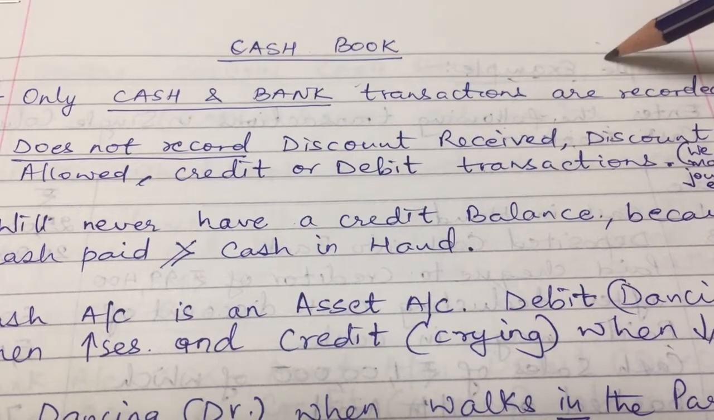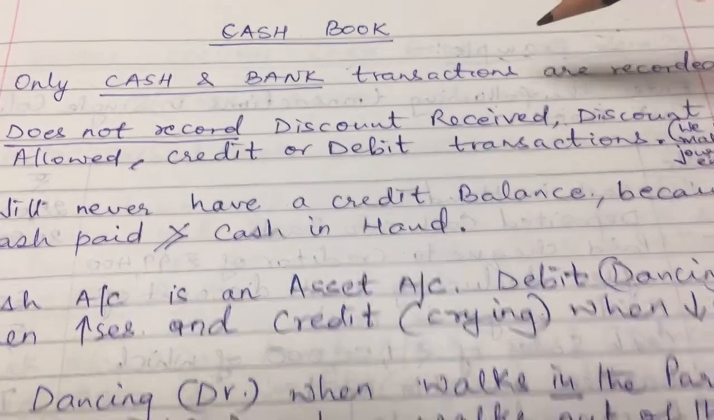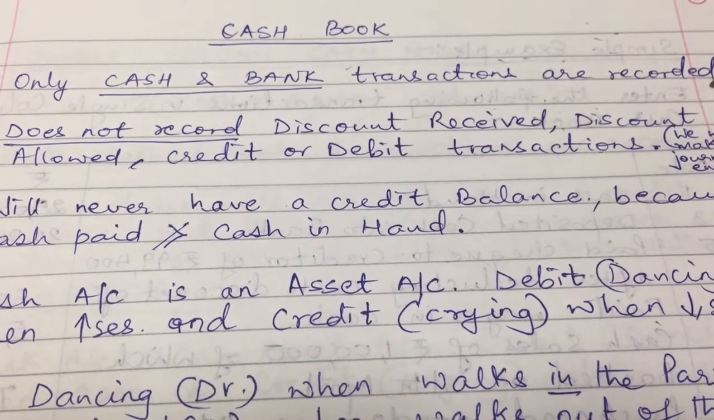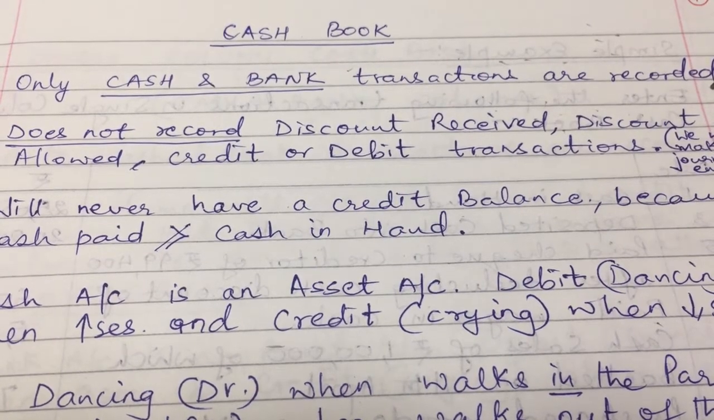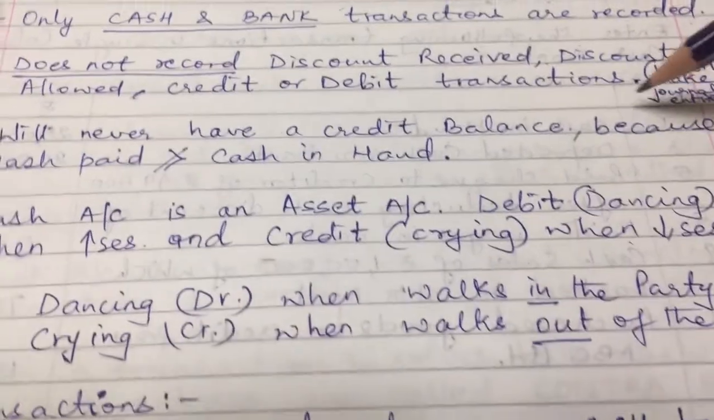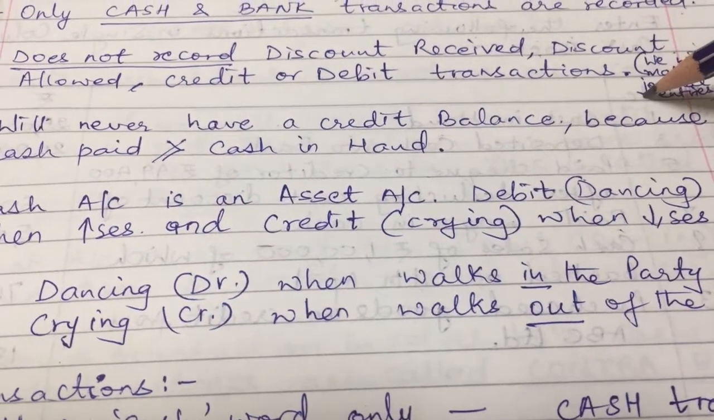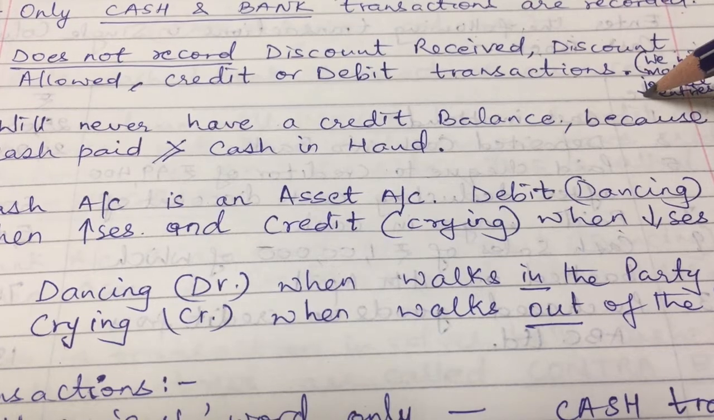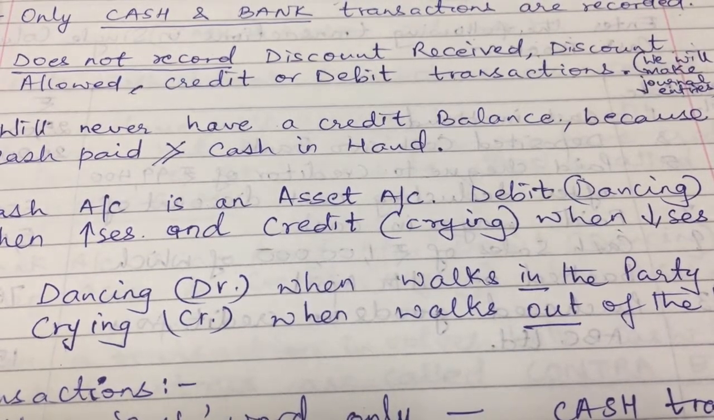There are few points to be kept in mind before making any of the cash book. Only cash and bank transactions are recorded in the cash book. Other than that, it is not recorded in the cash book. Other than that means it does not record any discount received, discount allowed, credit or debit transactions. The transactions in which we are taking or giving cash are the ones which are recorded in the cash book.